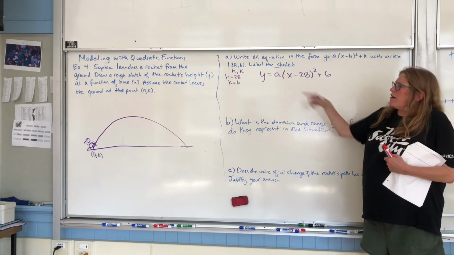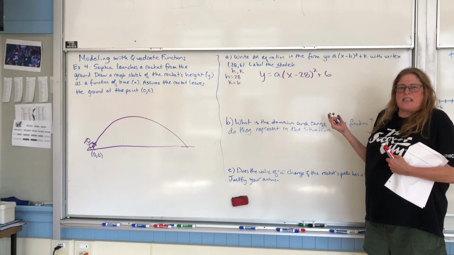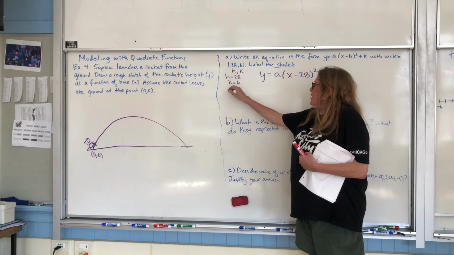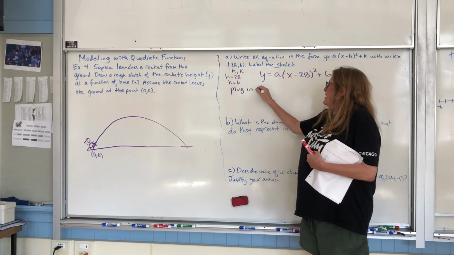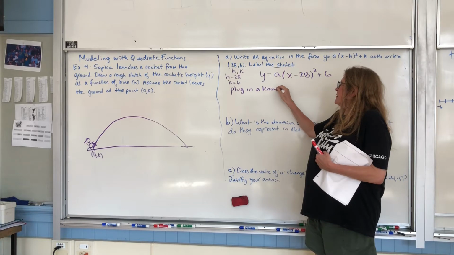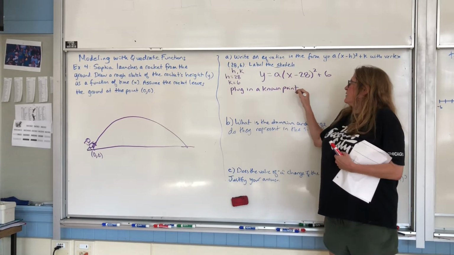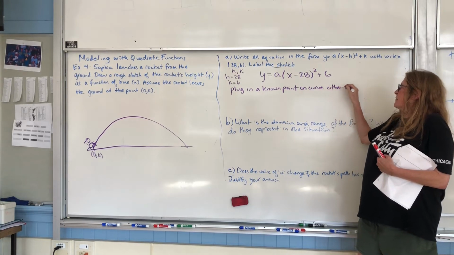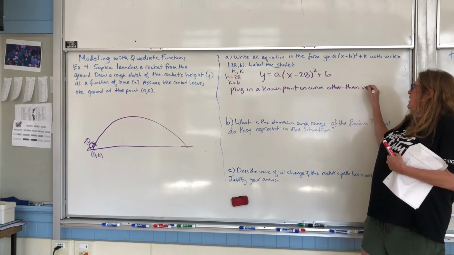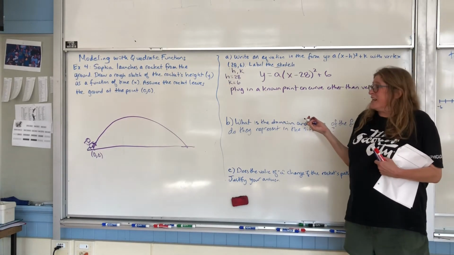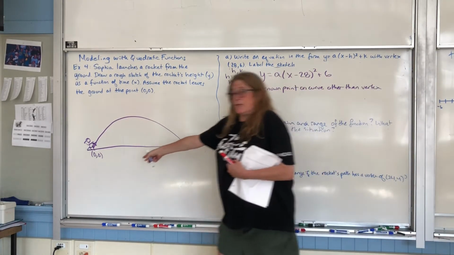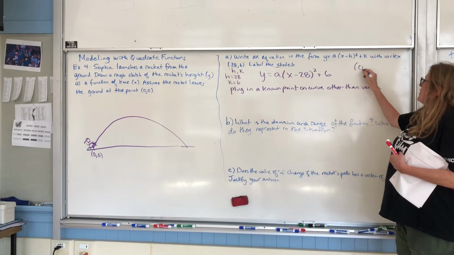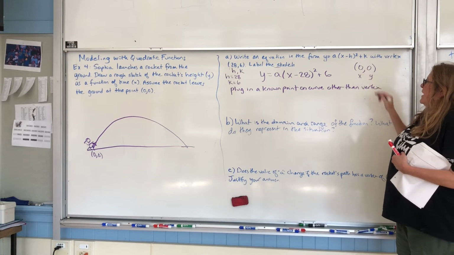Now, x and y are our variables, but where's a? How are we going to find a? Well, the only way we can find a is we are going to plug in a known point on the curve other than the vertex. So, well, what's the other point we know? We only know one other point, and that is 0, 0. So what I'm going to do is I'm going to plug in the point 0, 0 for x and y.